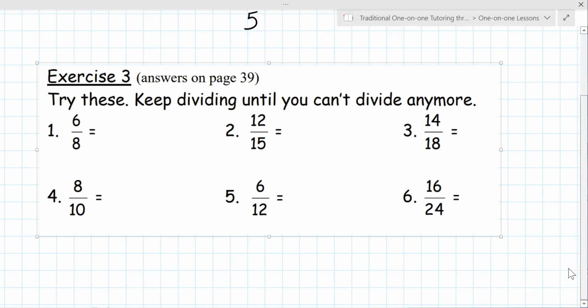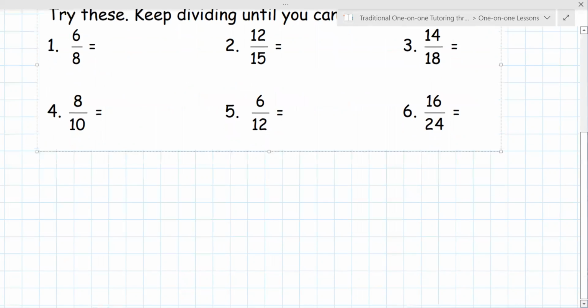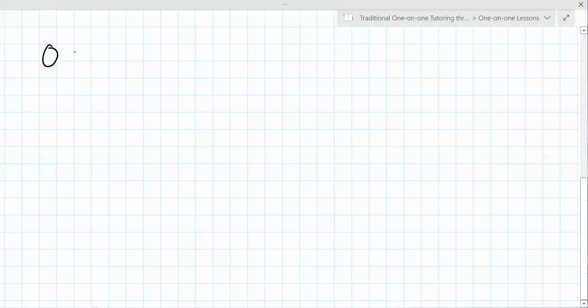Yeah, that's good. Okay. So I'm gonna rewrite number 1. Number 1 is 6 divided by 8, 6 over 8. So you always start with 2, and you just say, well, can I divide both of these numbers by 2? And the answer is yes. 6 divided by 2 is 3. 8 divided by 2 is 4.